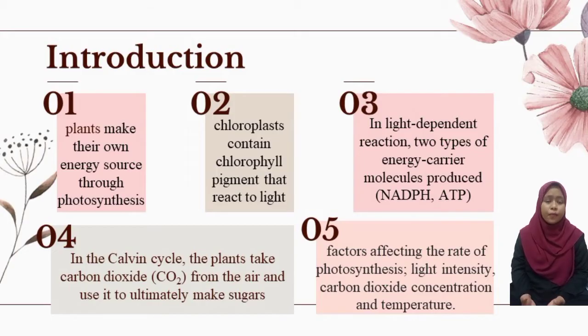Photosynthesis takes place in the chloroplast within the plant cell. During the first part of photosynthesis, the light-dependent reaction, chlorophyll pigment absorbs light energy to produce NADPH and ATP, which are two types of energy carrier molecules. At the same time, water is split into oxygen and protons.